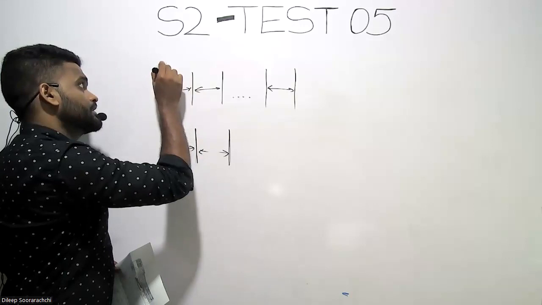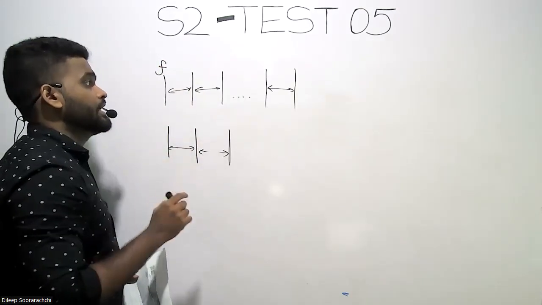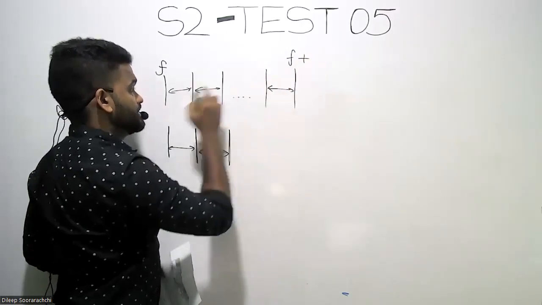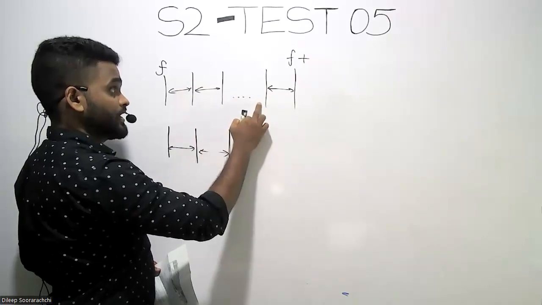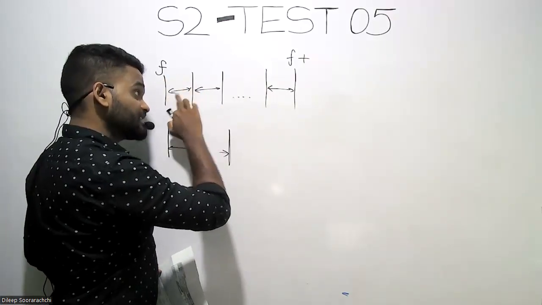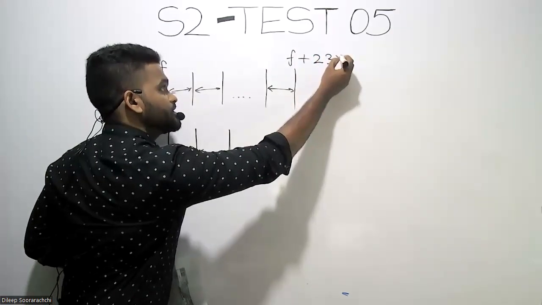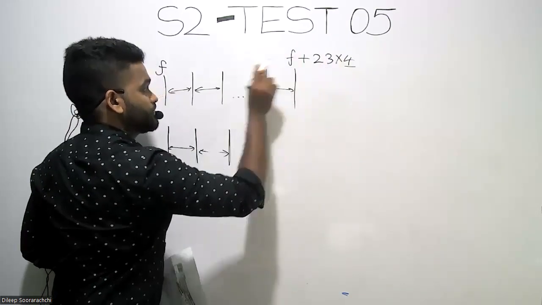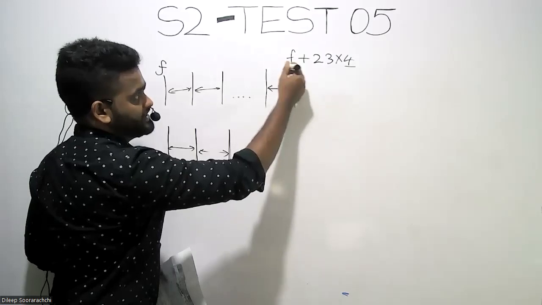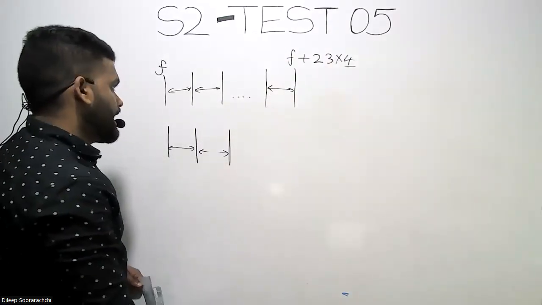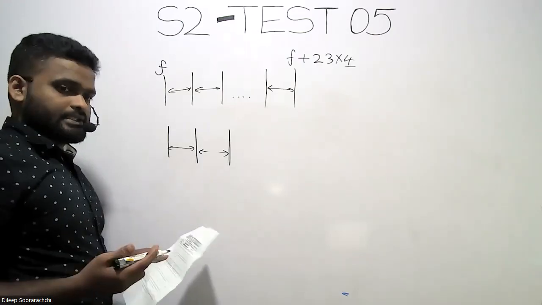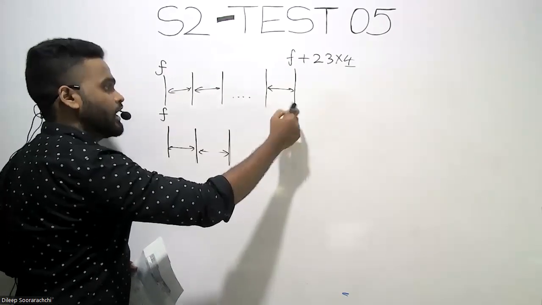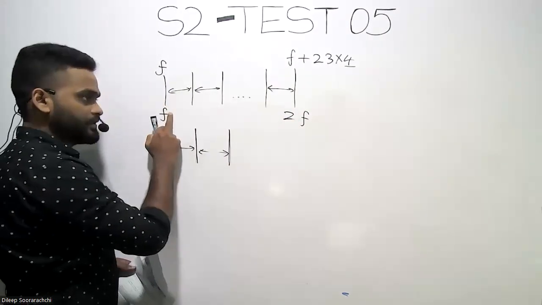So let's say the first musical fork has frequency simply f. Then the last one should have what? f plus, the number of gaps is 23, so the frequency difference should be 23 times 4. One gap is 4, so 4 times 23. So the frequency of the last musical fork should be this much. And in the question further they say the frequency of the last musical fork is twice the frequency of the first musical fork.